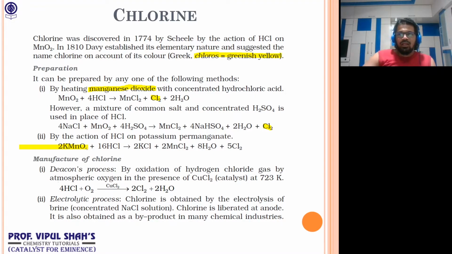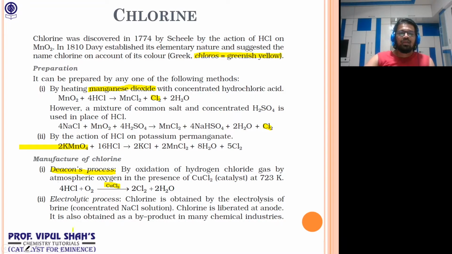Now coming to the manufacture of chlorine. One is what is called Deacon's process. You have heard this word in the d block, in the uses of catalysts. It's by oxidation of hydrogen chloride gas in the presence of CuCl2. So the catalyst was CuCl2, with the d block element copper in +2, used as a catalyst for oxidation of HCl to chlorine. That process is called Deacon's process.